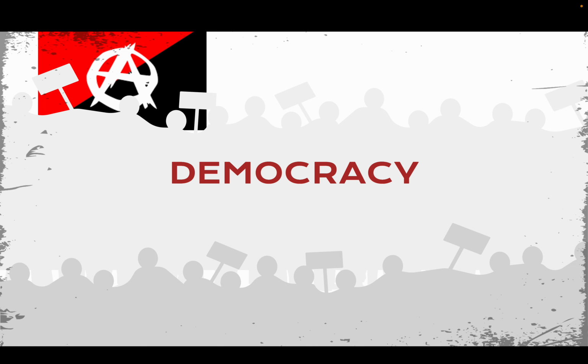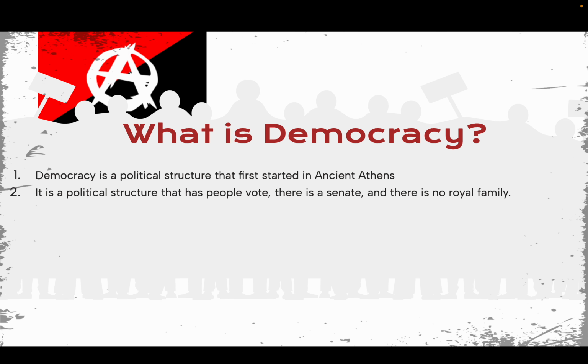Moving on, we'll start with democracy. As you know, democracy is the political structure that first started in ancient Athens. It is a political structure that has people vote, there is a senate, and there is no royal family. But in ancient Athens, which was in ancient Greece, only the nobles could vote. But there was still a senate. But this senate was filled with nobles and people with incredible power.